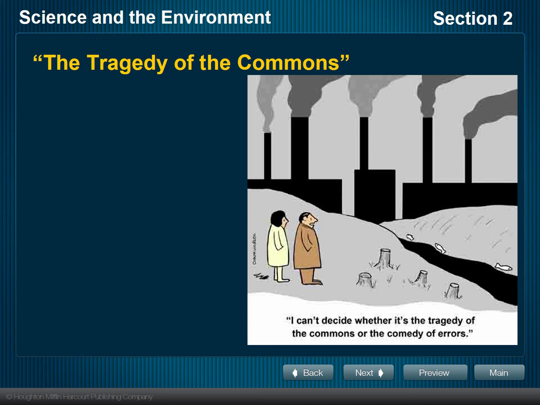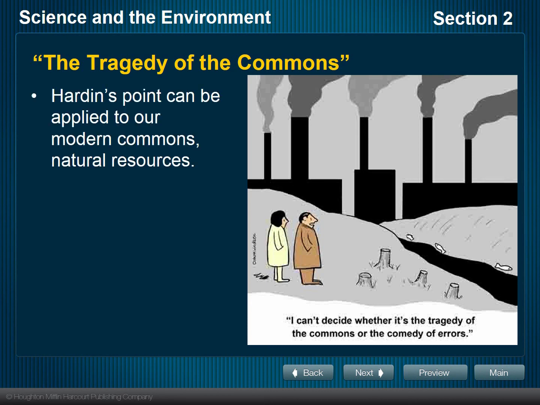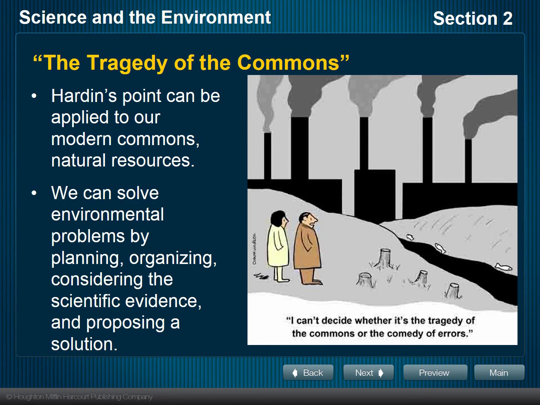Hardin's point can be applied to our modern commons, natural resources. Humans live in societies, and in societies, we can solve environmental problems by planning, organizing, considering the scientific evidence, and proposing a solution. The solution may be to override the short-term interests of the individual and improve the environment for everyone in the long run.